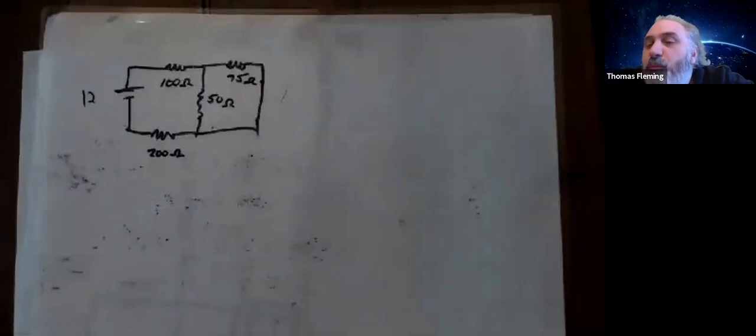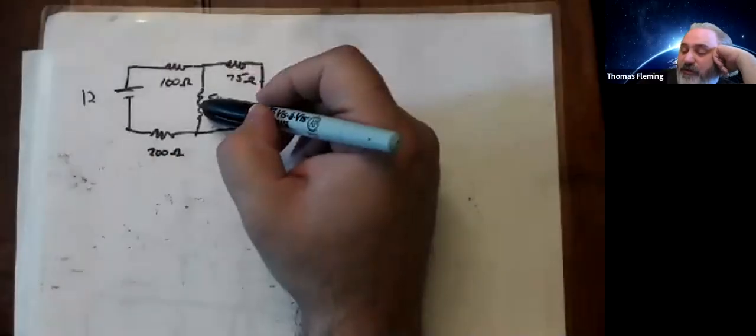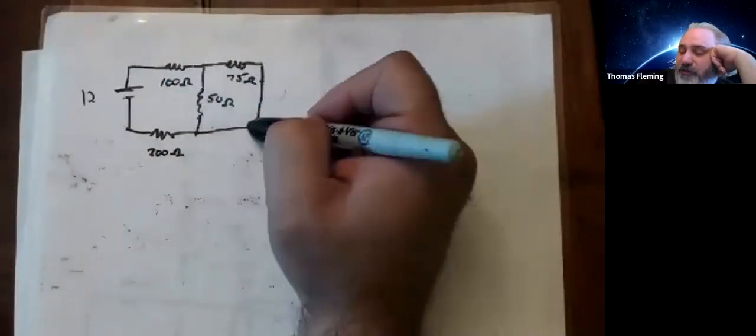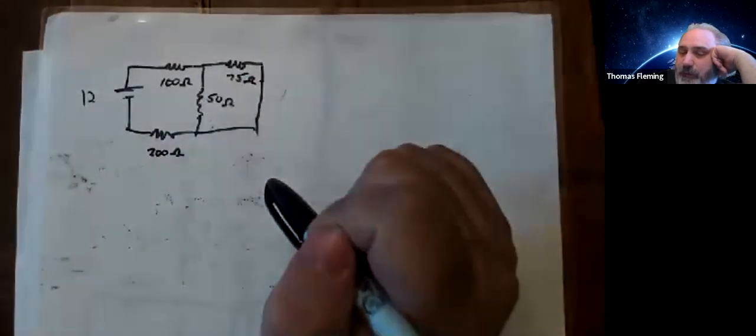Okay, so you said series is you have to go through the other one, right? Yeah, if you go through one of them, you have no choice. You must also go through the second one. The 100 and the 50 are not in series because I could go through the 100 and then also the 75 and never go through the 50. I don't have to go through the 50.